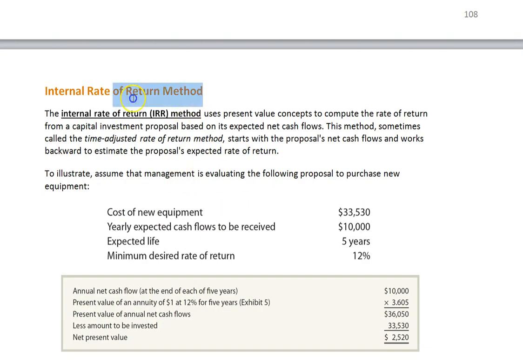Alright, the internal rate of return method. The internal rate of return uses present value concepts, so we like it for that reason.